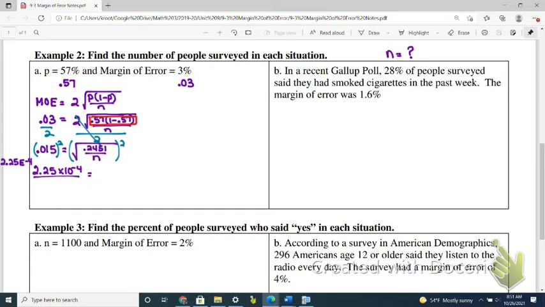And that equals 0.2451 over N. So to solve this, we need to multiply both sides by N. And then finally, to solve for N, I'm going to divide both sides by 2.25 times 10 to the negative 4th.